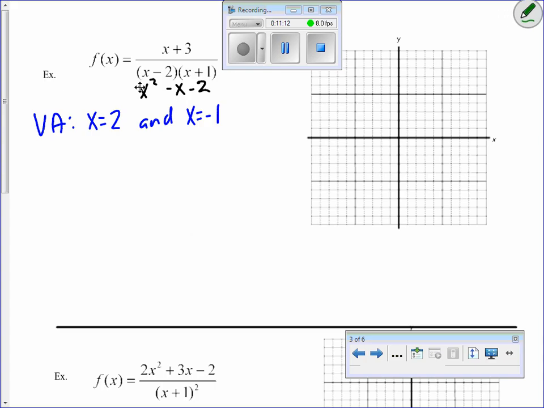That horizontal asymptote here, let's take a look. Degree of the top is 1. Degree of the bottom is 2. So, degree of the top, less than degree of the bottom, so we're going to have a horizontal asymptote at y equals 0.